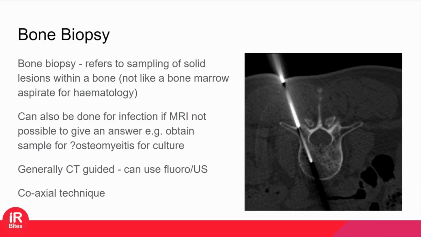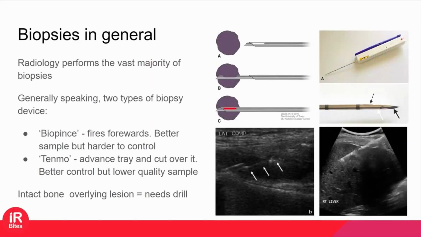I thought I'd explain a little bit about biopsies in general. Again, as I said, radiology performs a vast majority of biopsies. In terms of devices, there are two main ones you can use. There's one called the BiPop. These are trade names, but I'm not even sure what the non-trade name is. It's a device where you put a needle into the lesion and it fires forwards. You actually get a better sample, but it's a bit harder to control. And sometimes, especially with ultrasound, you might not see exactly what's beyond the lesion. So it's a bit riskier in that it's harder to control, but the samples are better.